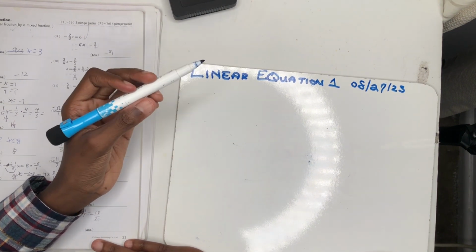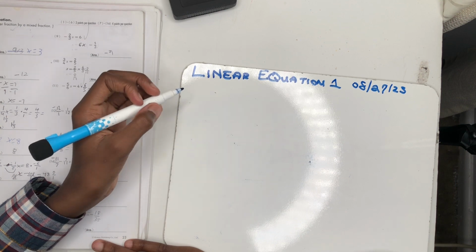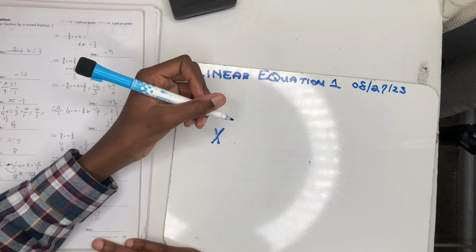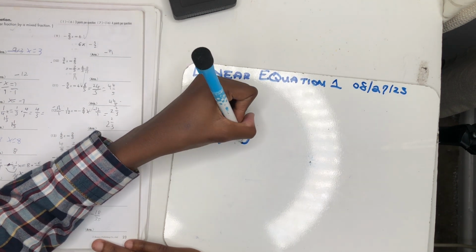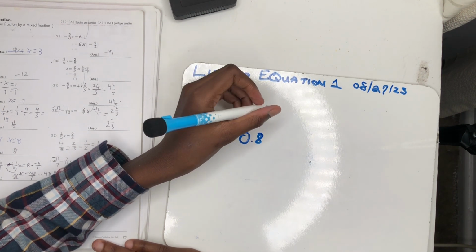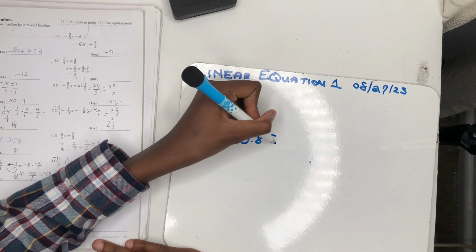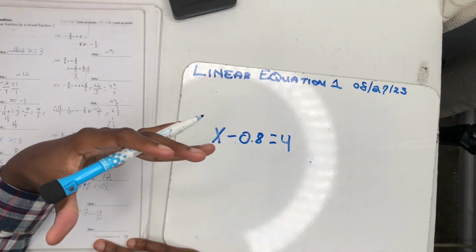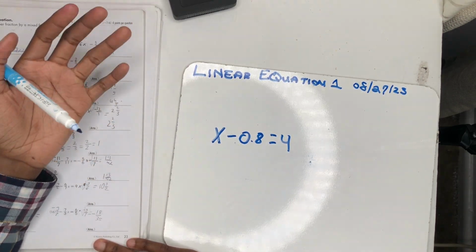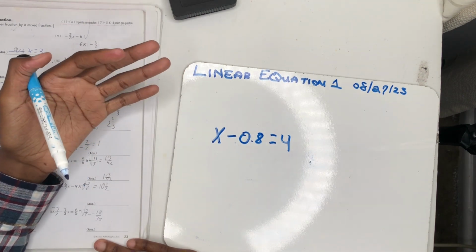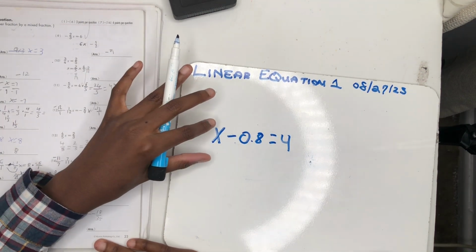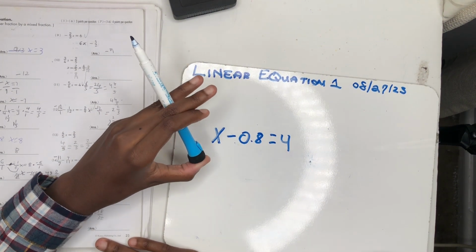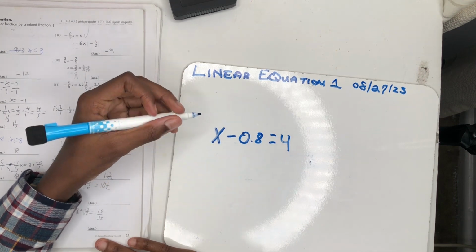Okay, let's do x minus 0.8, which equals, let's see, 4. And it's okay to work with decimals in this type of equations. I'm just doing the basics of linear equations. We're not going to get into the big stuff yet. But yes, x minus 0.8 equals 4. In the next video, I'm going to be doing more complex things, but this is just the beginning.